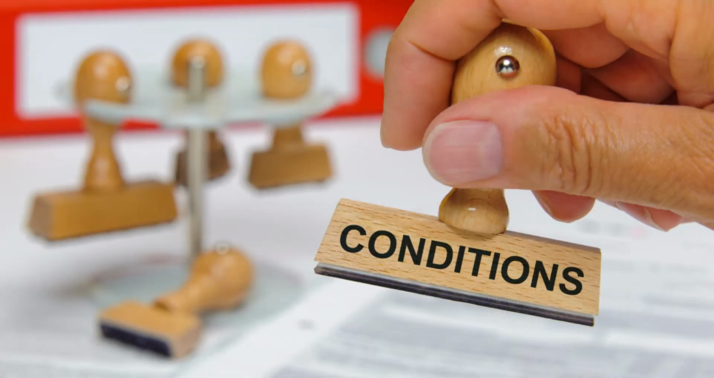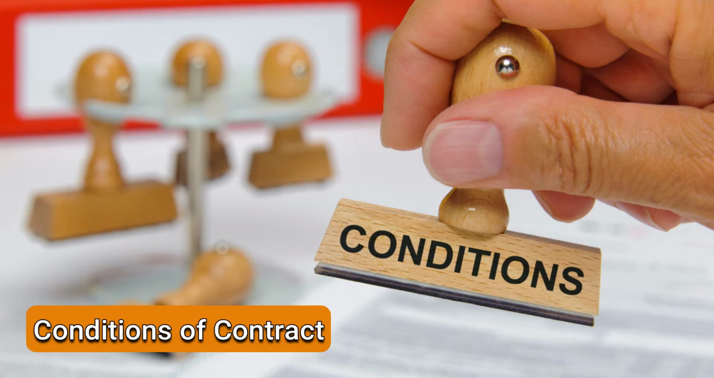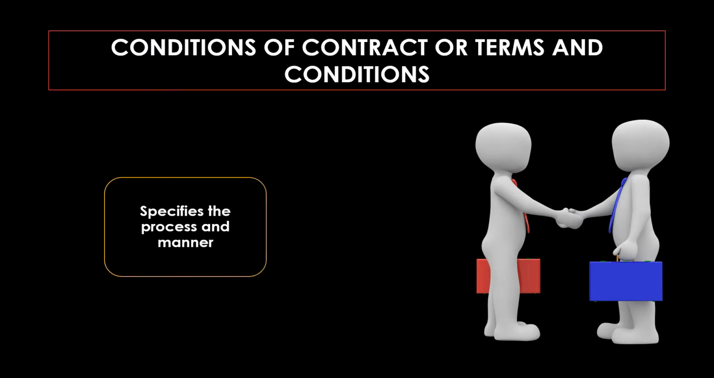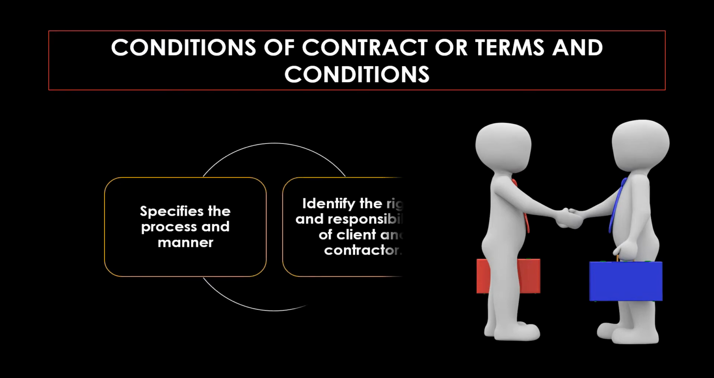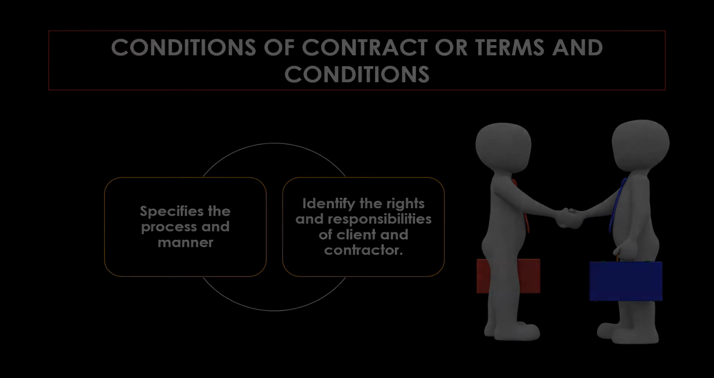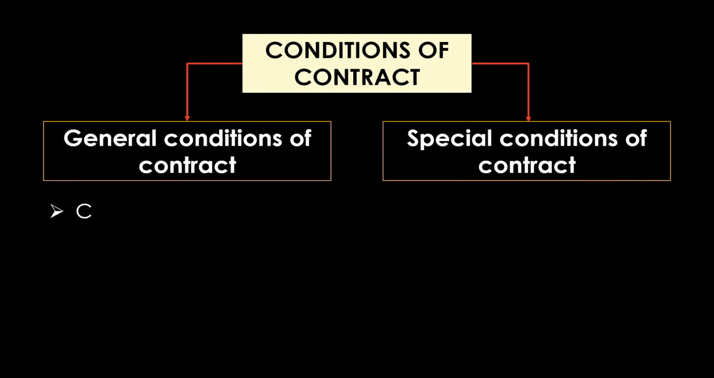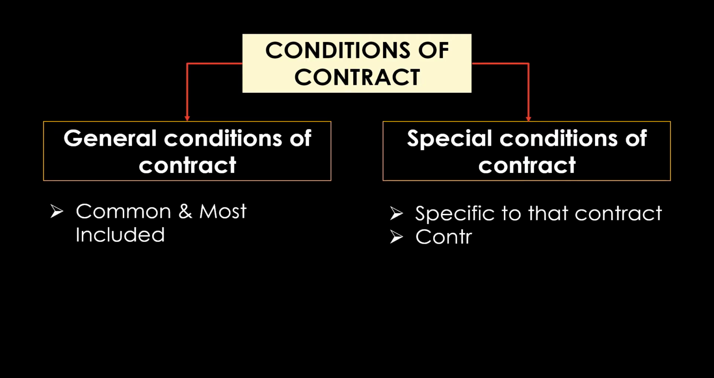The next is conditions of contract or terms and conditions of contract. The terms and conditions specify the process and manner in which the tendering process is conducted. The terms and conditions identify the rights and responsibilities of the client and the contractor. The conditions of contract can be general conditions of contract or special conditions of contract. General conditions of contract are those that are common and included in most contracts. Special conditions are those that are specific to that contract, that is payment terms, price variations, penalties, etc.